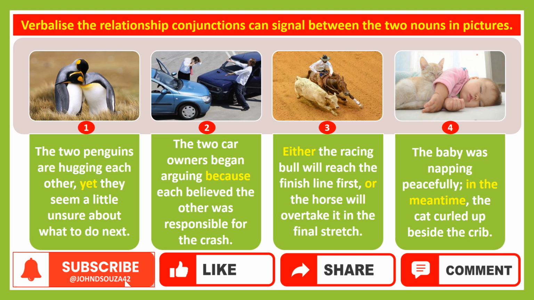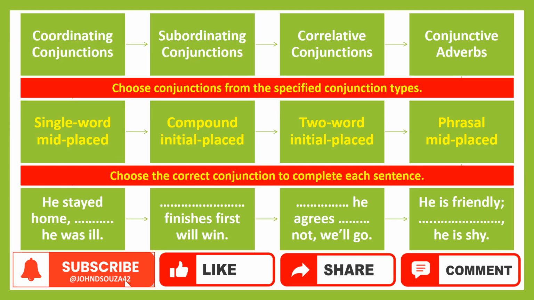Let's choose the correct conjunctions to complete each sentence. For connects two clauses and forms a compound sentence. Whoever connects two clauses and forms a complex sentence. Whether or connects two clauses to show an option. On the other hand, connects two sentence parts to show contrast.